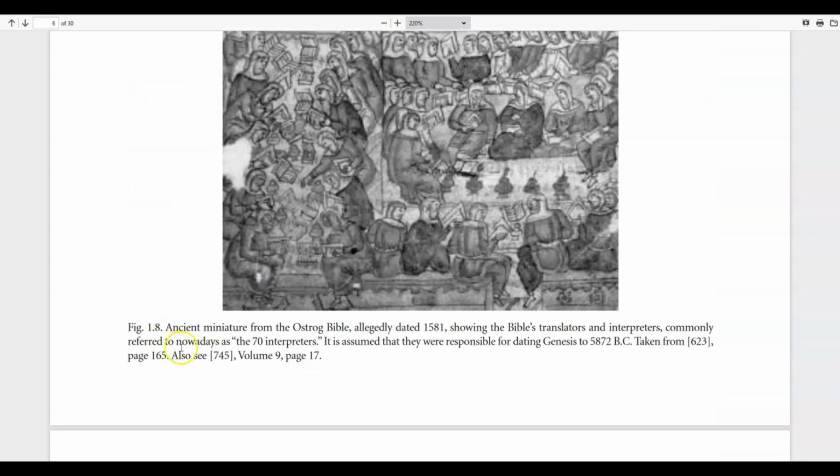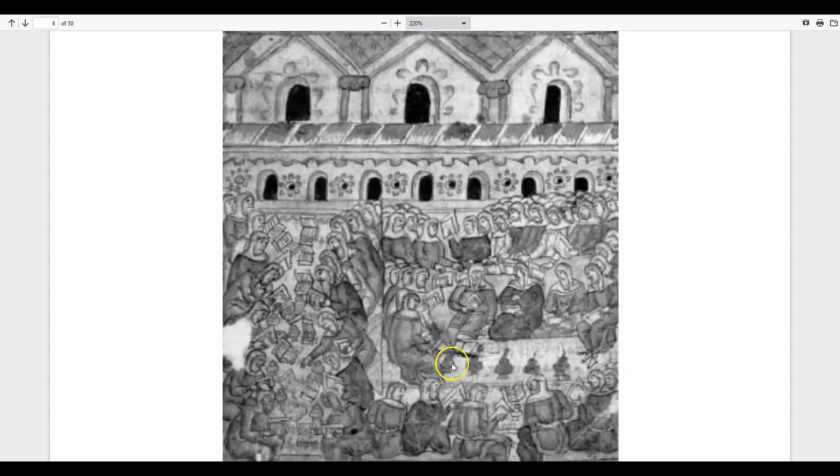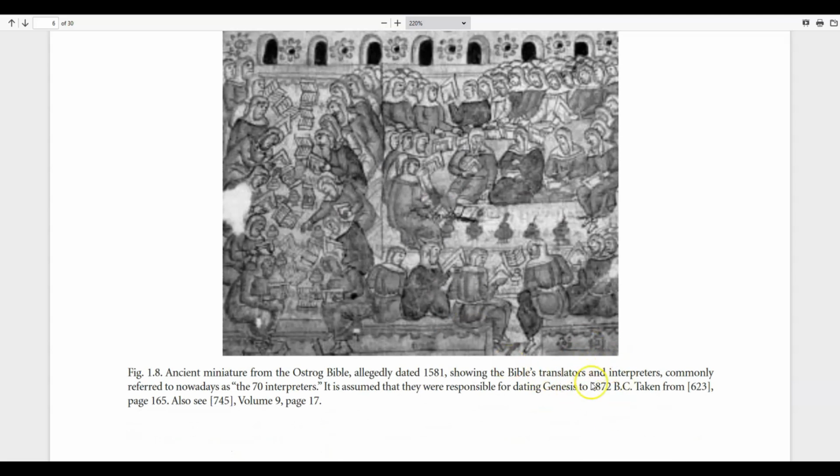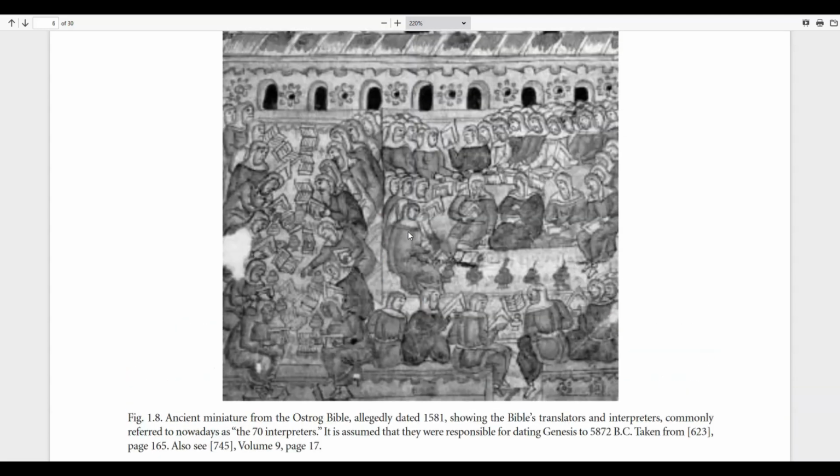And this is another picture. An ancient miniature from the Ostrog Bible allegedly dated 1581, showing the Bible's translators and interpreters commonly referred to nowadays as the 70 interpreters. It is assumed that they were responsible for dating Genesis 5872 BC. So these are the 70 people who got together and decided that everything started 5872 years before they sat down and decided it. And this is, I mean, come on.